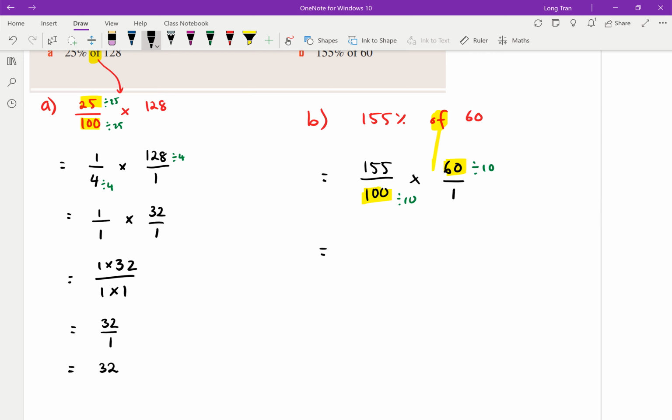This changes it to 155 over 10 multiplied by 6 over 1. Any more common factors? You want to simplify as much as you can. 10 and 155. What common factor? 5. 5 goes into 10 twice. And how many 5s go into 155? 31. So 155, 5 goes into 15 3 times, and the remainder 0. And so 5 goes into 5 once. So that's why I know it's 31.